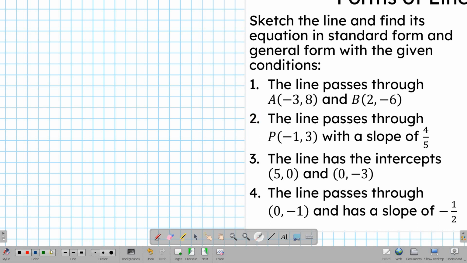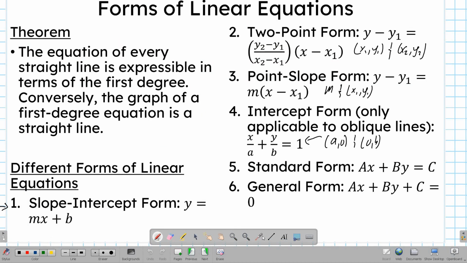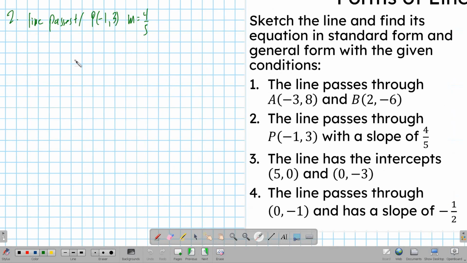We are told that in number 2, the line passes through the point P with coordinates -1, 3, and the slope of the line is 4/5. So, out of the different forms, balikan natin. Out of the different forms that we have, we're given a point and a slope. So, technically, we're going to use point-slope form.